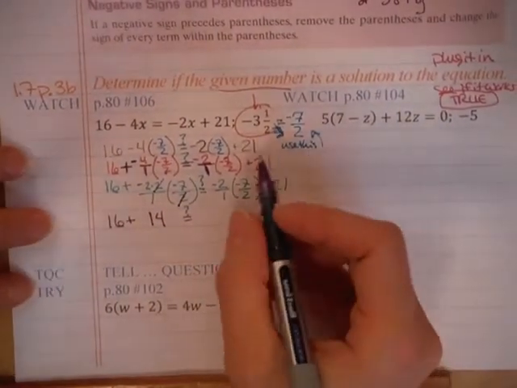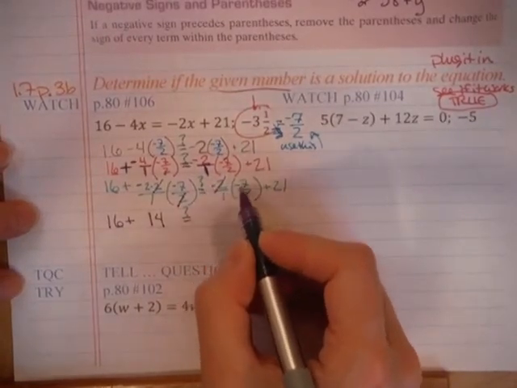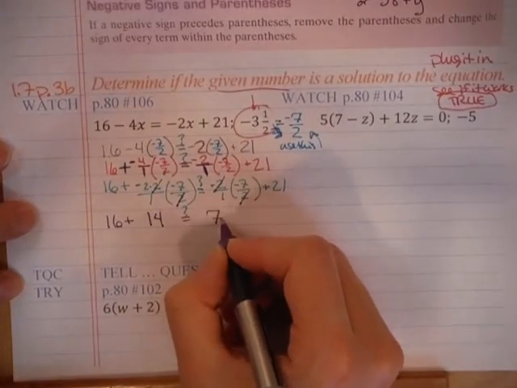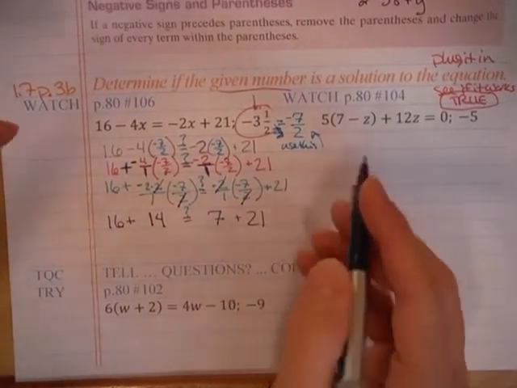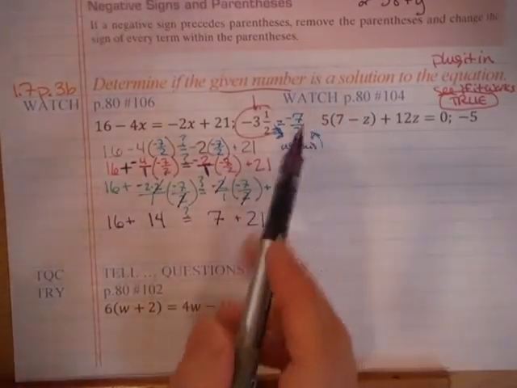Okay, on the right side, I've got the 2's cancel top and bottom. I've got a negative times a negative 7. That gives me a positive 7 over 1, or just 7, plus 21. So I actually skipped a little work there. So let me just talk through that again.